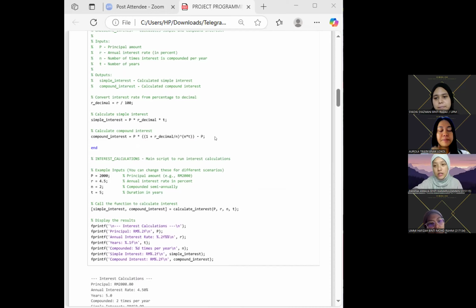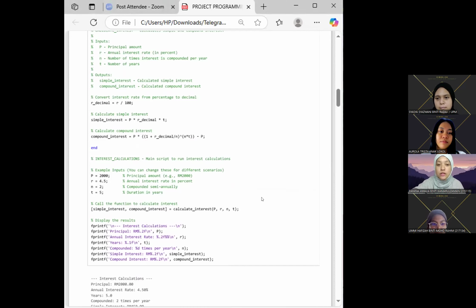First, R_decimal over N is the interest per period. Next, N multiplied by T is the total number of compounding periods. And then we use (1 plus R_decimal over N) to the power of N multiplied by T to calculate the growth factor. And multiply by P to get the total future amount. Finally, subtract P to get only the interest earned.